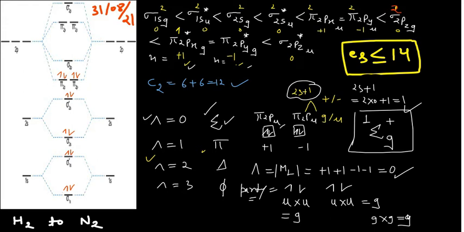By using the same technique, you can determine for your C2 positive, and you can also determine for C2 negative. This much explanation I think is sufficient to explain the things for your homonuclear diatomic molecules up to a total count of electrons equal to or less than 14. Okay, now moving to the next one.